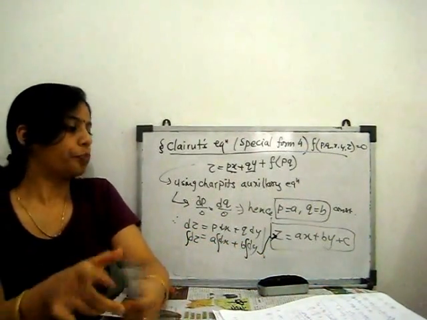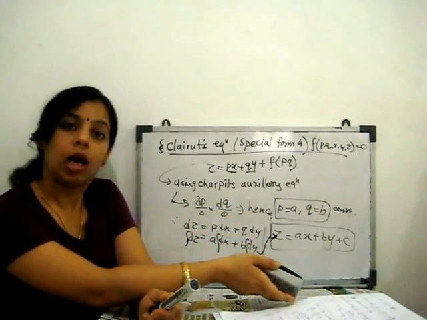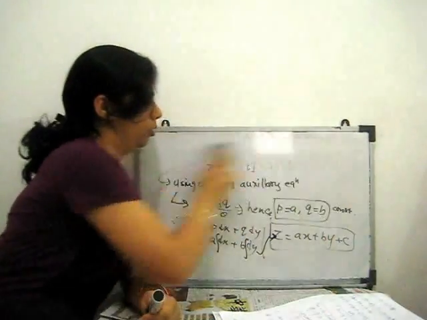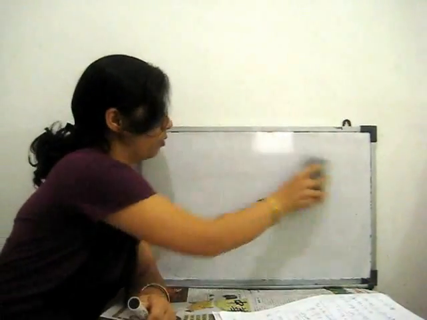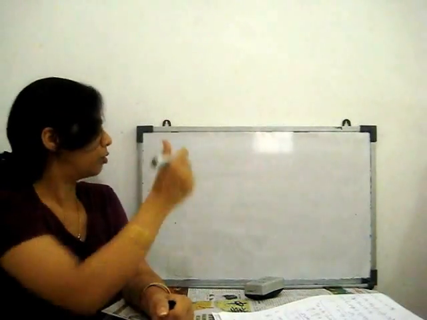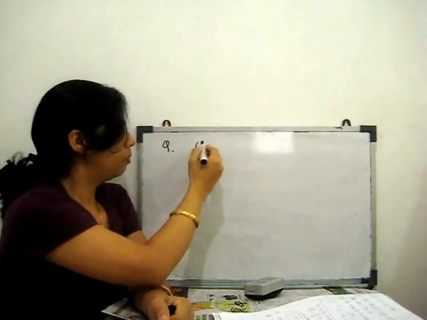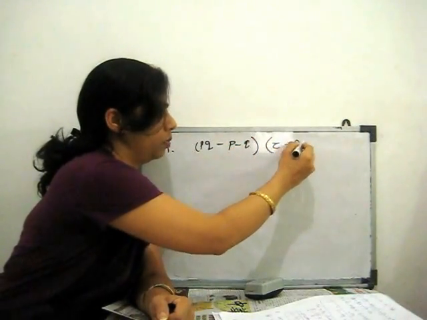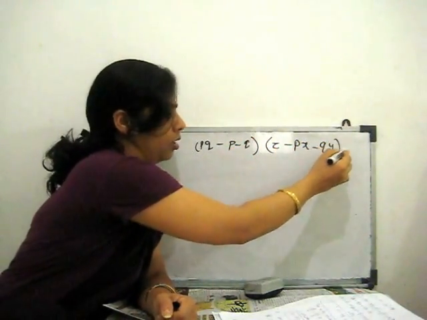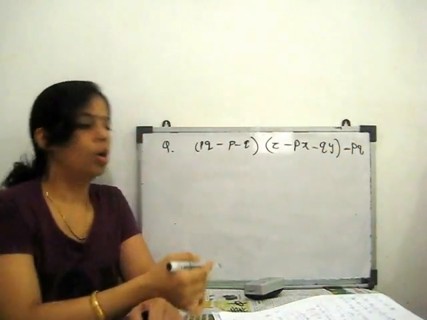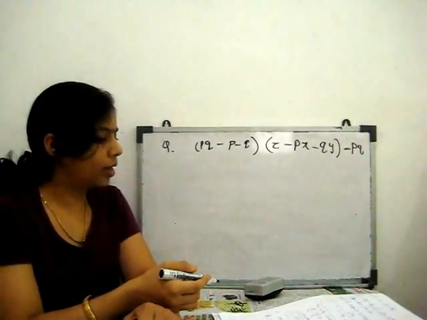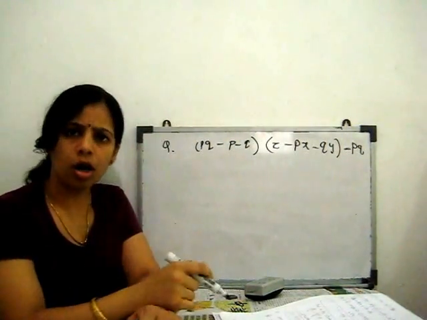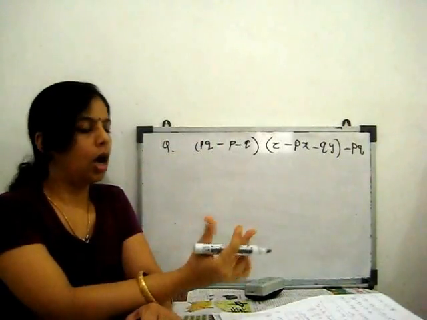So let us see which questions can be rearranged into Clairaut's form. I will give you some examples on Clairaut's form. First question is: (pq - p - q)(z - px - qy) = pq. Clear? So first we have to arrange this equation in Clairaut's form, or we have to rearrange. Means we have to sort it, z on one side and the other things on one side.